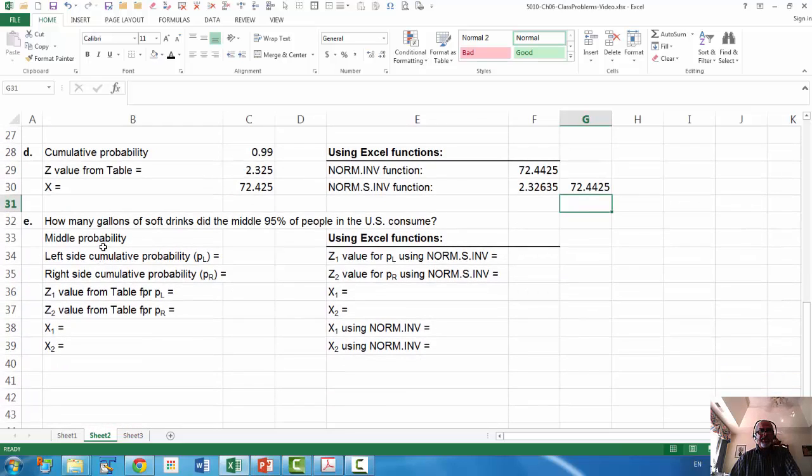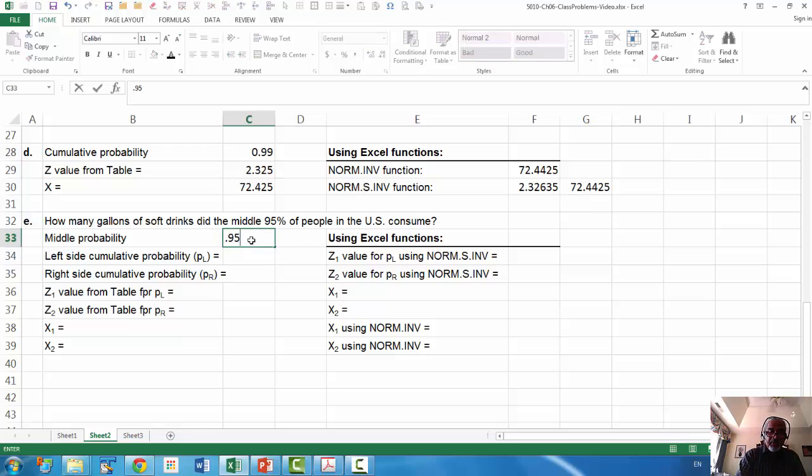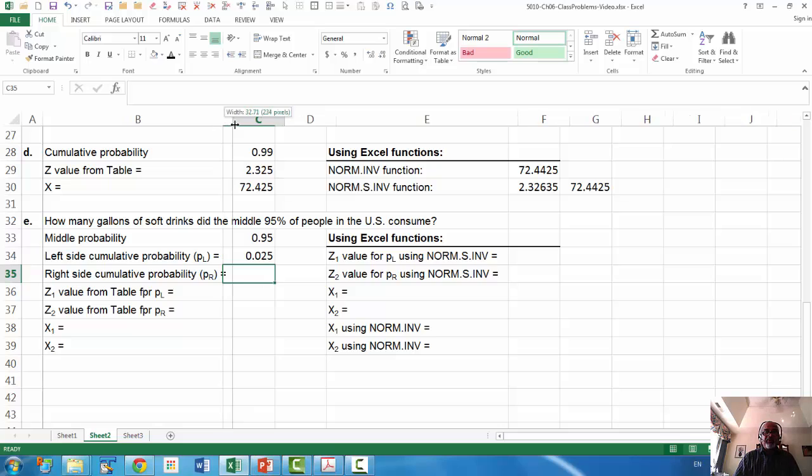Now one more problem in a similar fashion. So how many gallons of soft drink did the middle 95% of the people in the US consume? So you want the middle 95%. So here, this middle point is 95. So for these two, we need to find the cumulative probability for the middle 95. If the middle is 95, outside is 5%. So the left side cumulative value would then be what? Half of what's outside. So what is outside is 5%. Half of that is going to be on the left side. Cumulative probability on the left side.